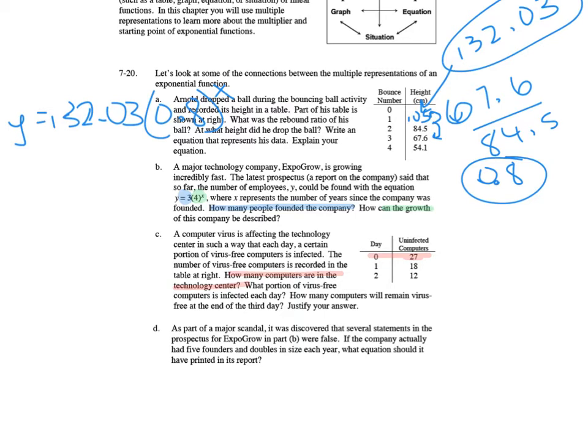So in this case, to go from 27 to 18, or from 18 to 12, I feel like it's something with thirds. And if we're not sure, we can just divide them. We can do 18 divided by 27, and we'll get that the multiplier is 2/3, or 0.666. So if we want to continue the pattern to number 3, we would do 12 times 2/3, which is 8.